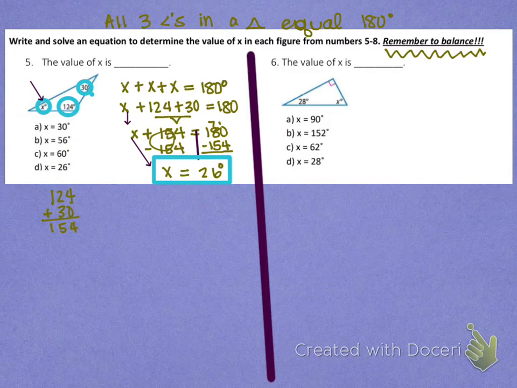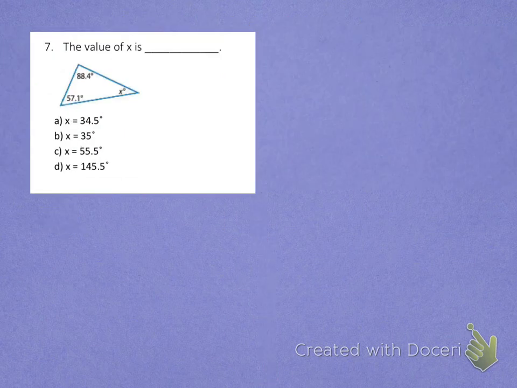Okay, so I want you to press pause and solve number 6. Okay, and then press play when you have finished. Okay, so now if your class, check with your classmates, make sure y'all got the same answer on number 6, and then let's go to number 7. Okay, so number 7 says what's the value of x again.